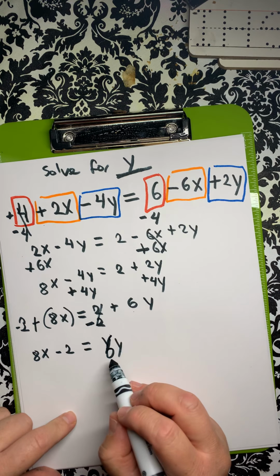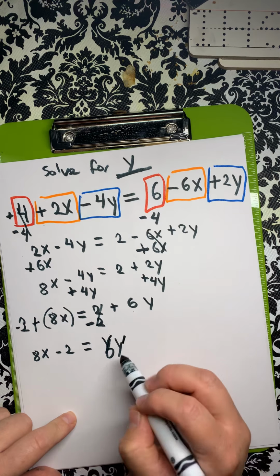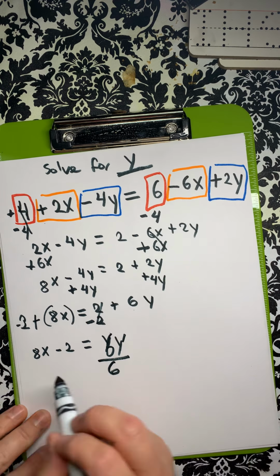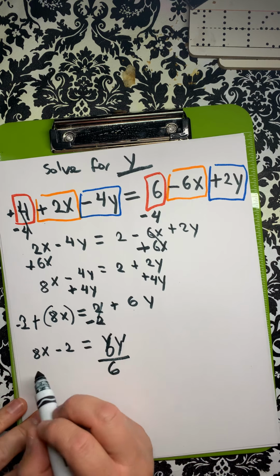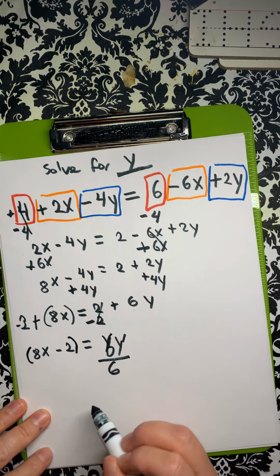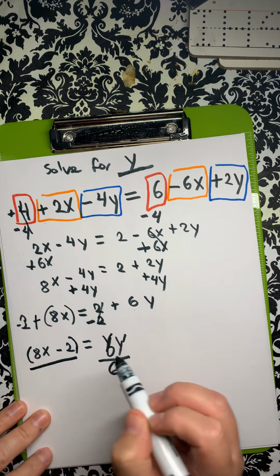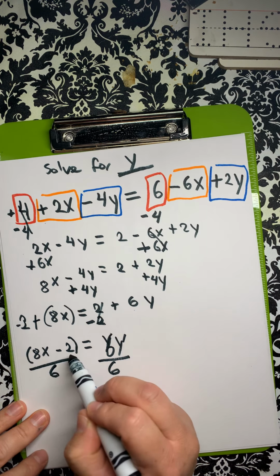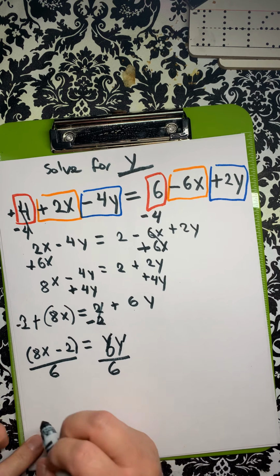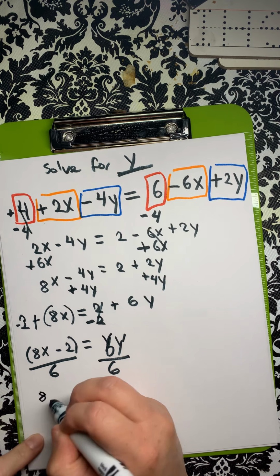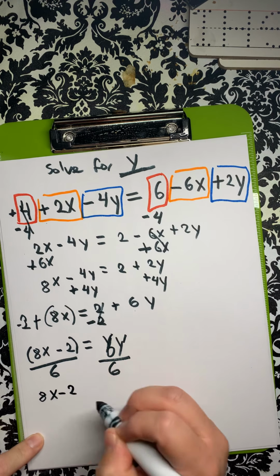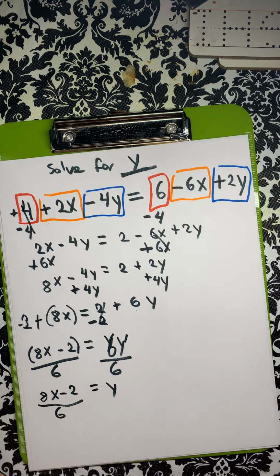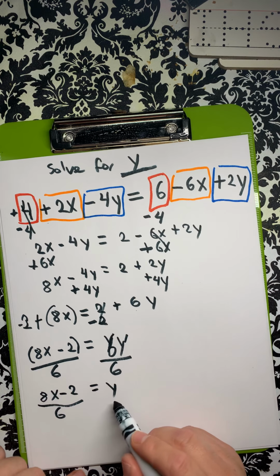Now all that's left, then we know that 6 is multiplied by y. So we have to divide by 6. And what is actually happening is this whole equation here is all one statement together. All of that gets divided by 6. So it's not just the 8x, it's also the negative 2. So now we're left with 8x minus 2 equals y. This is all divided by 6. So we've isolated the variable.